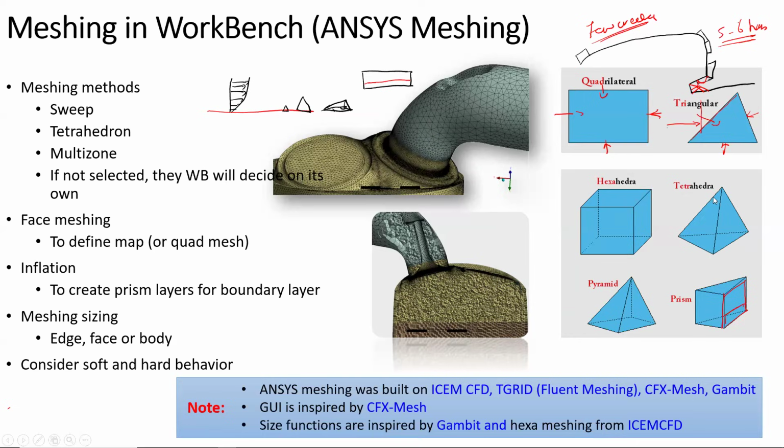Okay, then the question is that we have tetrahedrons and prisms. Hexahedron is difficult to create. So now the question is, what is the function of a pyramid? The function of a pyramid is that when we have prisms in the boundary layer and the rest of the domain is tetrahedrons, sometimes there may be some gap that cannot be filled by joining the tetrahedrons.